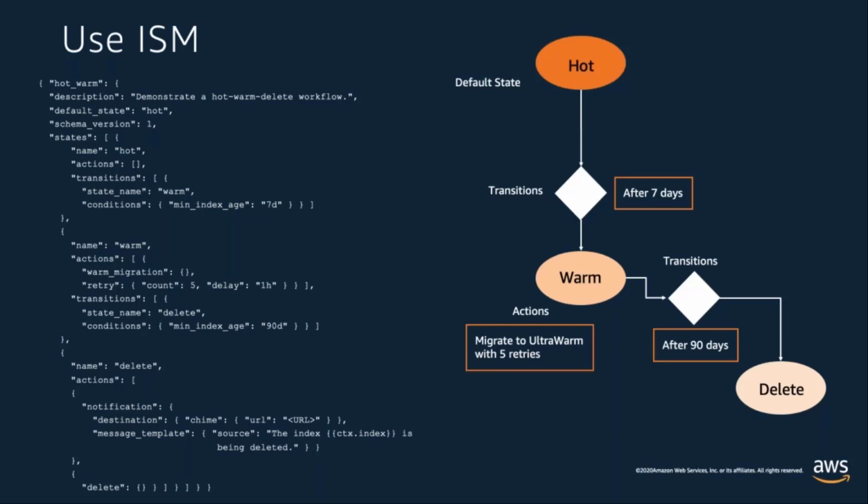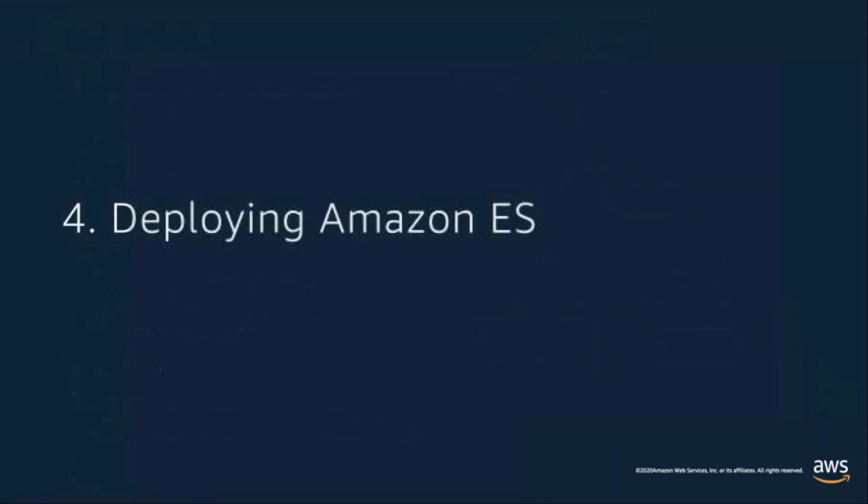With this one, you start out in the default state, it's in the hot tier. It transitions to the warm state after 7 days. And then in the warm state, it migrates to UltraWarm, and you will transition to the delete state after 90 days. So you can use ISM to manage your indexes. We have a lot of different actions that you can perform via ISM. You can snapshot off your indexes, you can rotate them through to UltraWarm, you can delete them. You can use ISM and manage the lifecycle of log data that way.